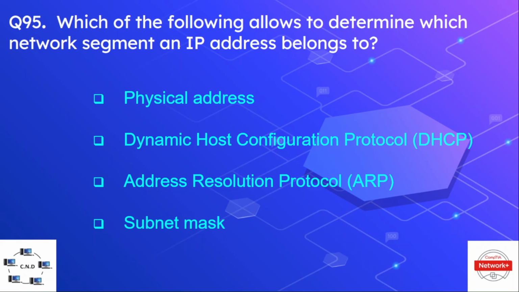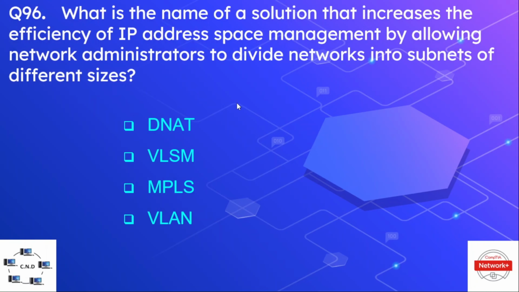Question number 95 is that which of the following allows to determine which network segment an IP address belongs to? And the options are physical address, dynamic host configuration protocol DHCP, address resolution protocol, or subnet mask. And the correct option is subnet mask. So the subnet mask determines the network segment of an IP address.